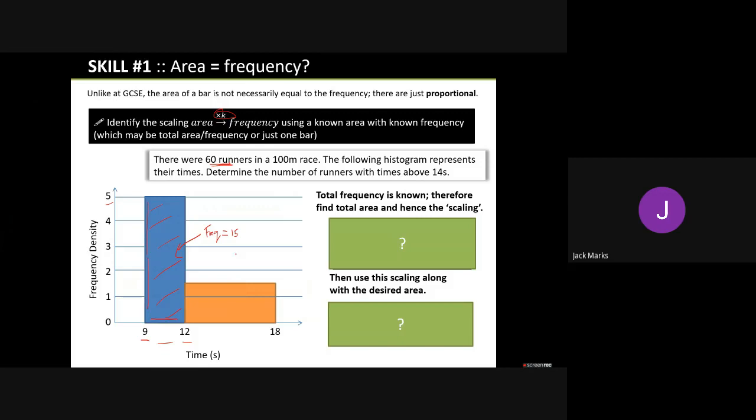If we did the same thing again, what would we get for this one here? The frequency density is 1.5 and the width would be 6. So 6 times 1.5, we would get a frequency of 9.